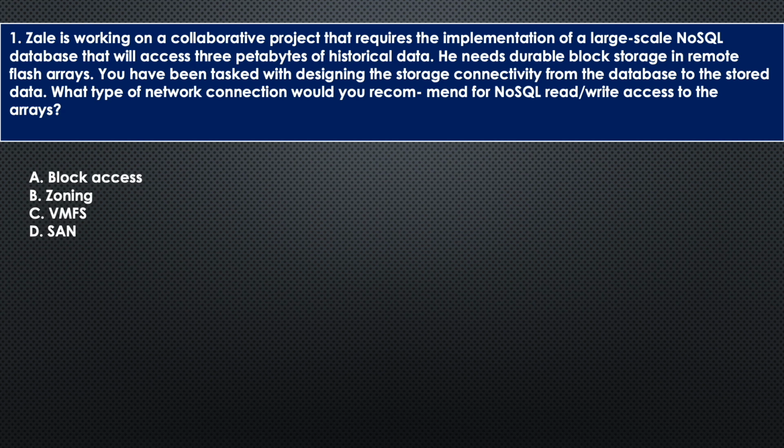A. Block access, B. Zoning, C. VMFS, D. SAN. Answers: D. A storage area network. SAN is a high-speed network dedicated to storage transfers across a shared network. Block access is not a networking technology. Zoning is for restricting access to LUNs in a SAN, and VMFS is a VMware file system.